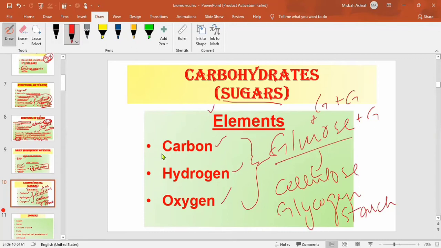So if they ask you which elements are present in carbohydrates, you are going to write carbon, hydrogen, and oxygen, because these are the elements. Glucose is not the element, because sometimes students write that carbohydrates are mostly made up of glucose. No, glucose is the monomer, the smallest unit making the carbohydrate, but glucose is also made up of the elements carbon, hydrogen, and oxygen. Glucose is not the element, remember this. Whenever they ask you about the elements, you would be writing carbon, hydrogen, and oxygen. They are the elements of the carbohydrates. Understood?